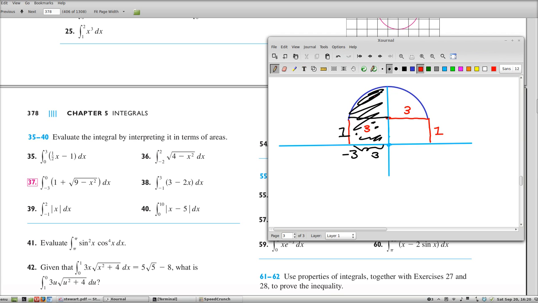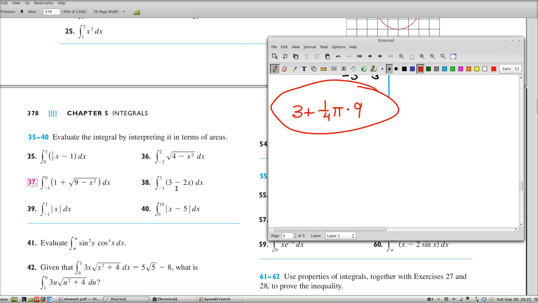And the circular part is 1/4 of a circle of radius 3. So how much is that? That's 1/4 pi r squared, where the radius is 3. So the final answer is 3 plus 1/4 pi times 9. And that's a great answer for number 37.